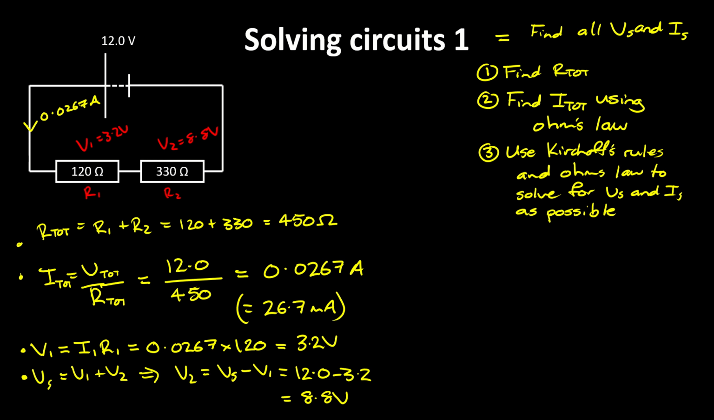So there we go, we've got the current and we've got the two voltages in that circuit, all by just finding the total resistance, then finding the total current, and then using Kirchoff's rules and Ohm's law to find the voltages and currents as you can. Okay, I'll go through another example.